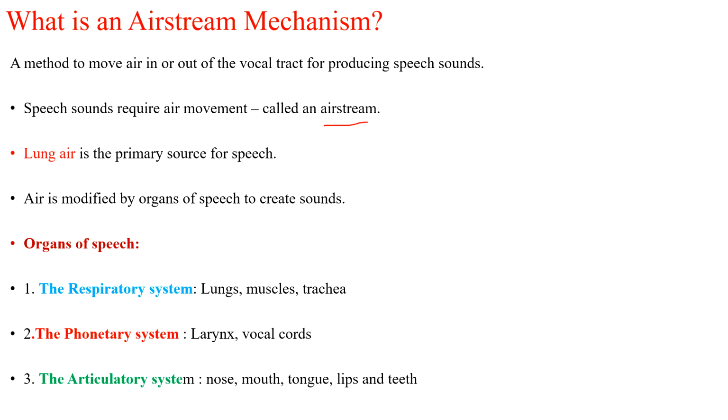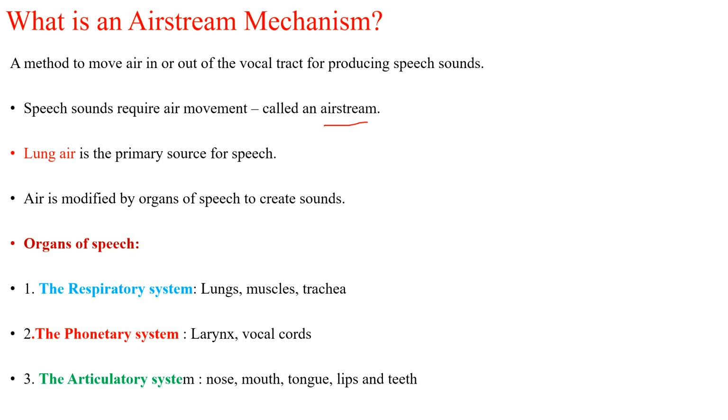Lung air is the primary source for speech, and when we breathe in or when we push air out of lungs into the outer atmosphere, the air is modified by organs of speech to create sounds. So let's see what the organs of speech are. There are three systems in the human body: the respiratory system, the phonatory system, and the articulatory system.